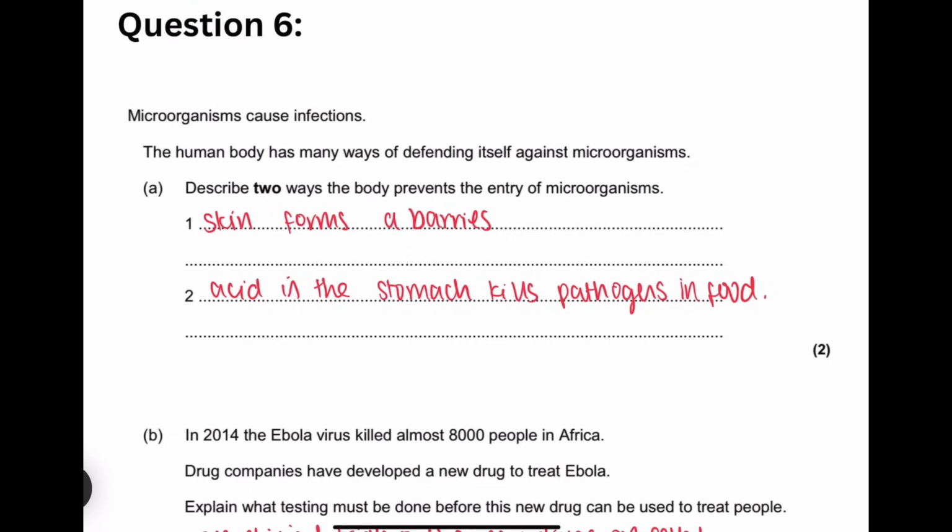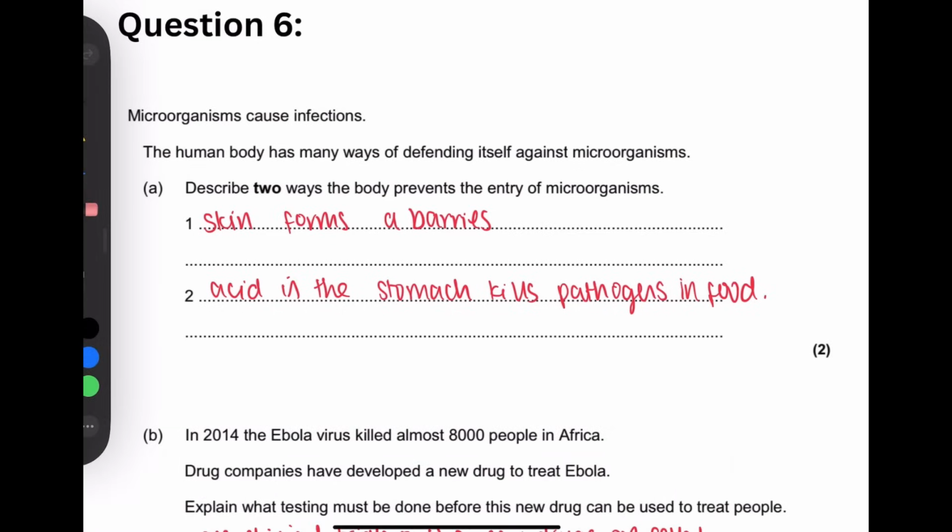Question 6. Microorganisms can cause infection. The human body has many different ways of defending itself against microorganisms. Describe 2 ways in which the body prevents the injury of microorganisms.